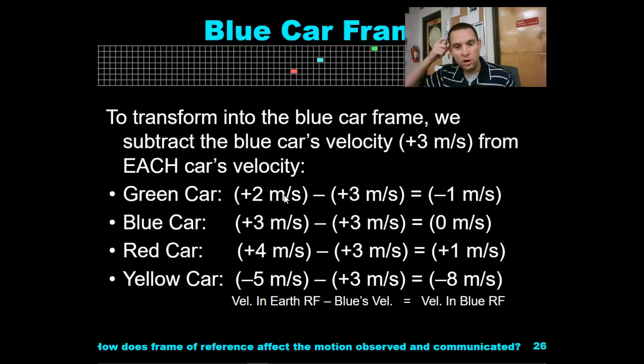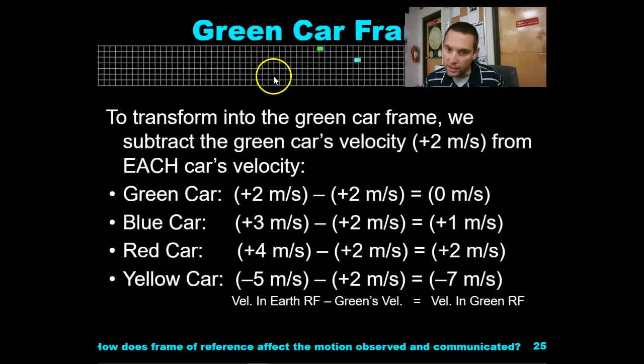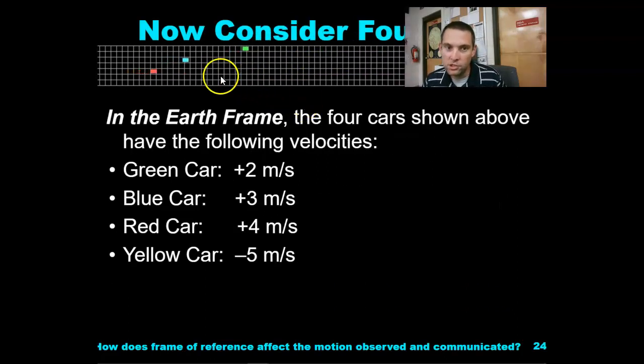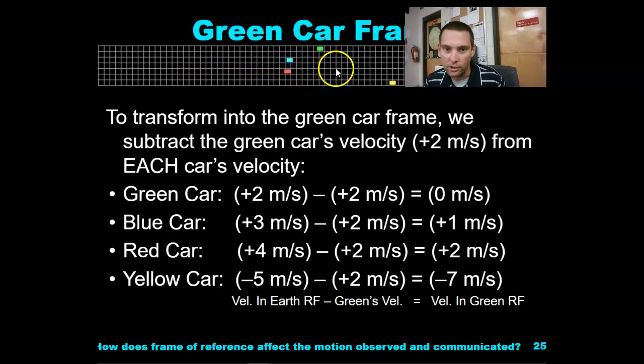To go into the blue car's frame, we're going to subtract the blue car's velocity. So now the blue car, apparently to itself, is not moving. We're going to subtract 3 meters per second from each car's velocity. So here we go. Green car becomes negative 1 meters per second. That's why we're able to pass it. Even though in the original, we see the green car is just moving and the blue car is catching up to it, but the red car is catching up to it a lot quicker.